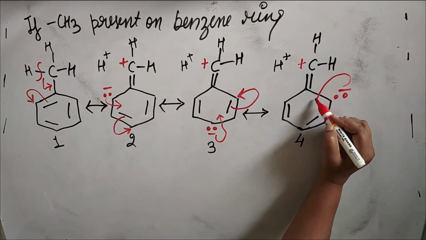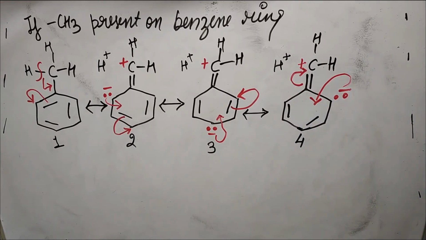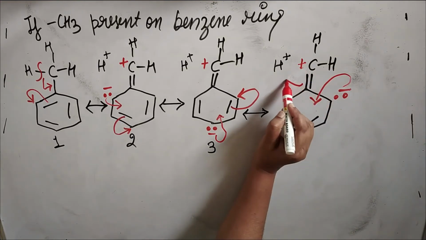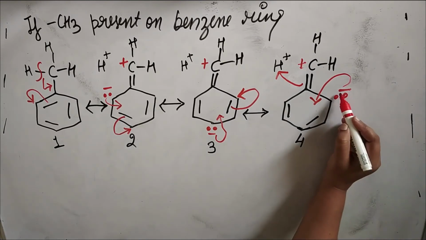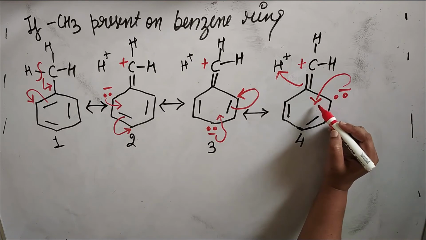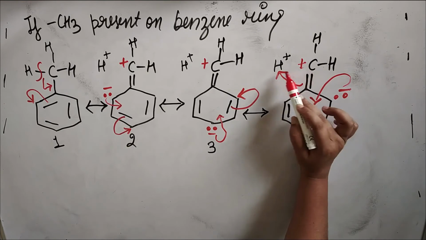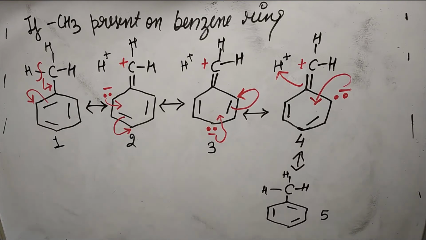Again due to resonance, these electrons will enter inside the ring and this double bond will break and the electrons are utilized to form a bond with this hydrogen. So in structure 4, the electrons will move inside the ring due to resonance and this double bond will break, and again this will be taken by the carbon and hydrogen to form a bond. So let's see the 5th structure. So this is the 5th structure, where you can see again the bond between carbon and hydrogen appears.